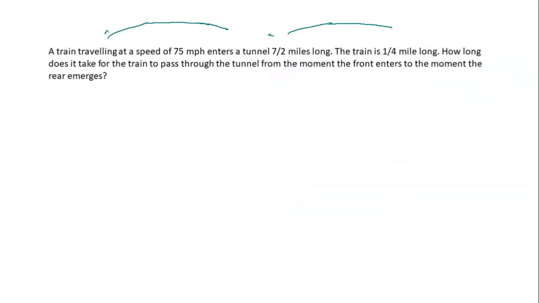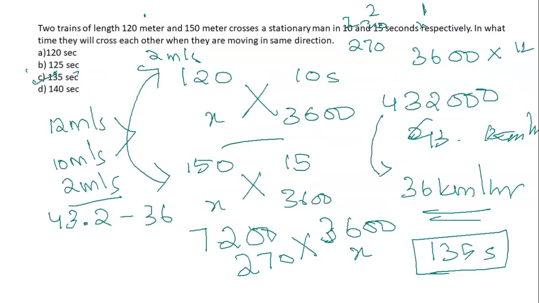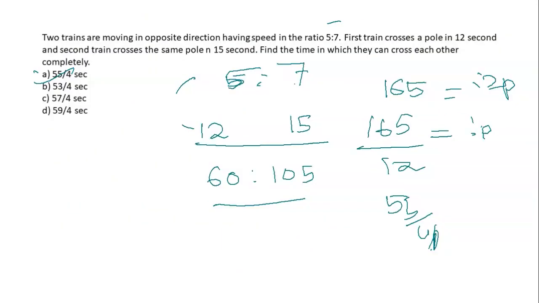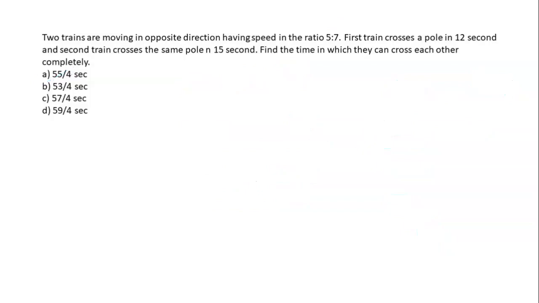Okay, see this question. The speeds of the two trains are in the ratio 5 is to 7. The first train takes 12 seconds to cross the pole. The second one takes 15 seconds to cross.